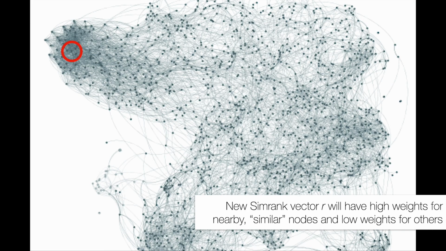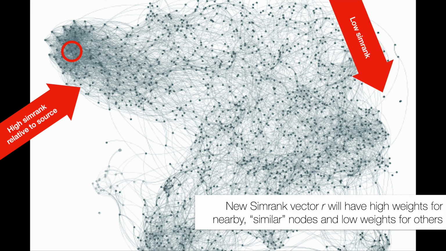So now we have a new vector R, our Simrank vector, that will have high weights for nodes that are near to our source node. So this additional node here has high Simrank because it's relatively close to the source node, meaning you're much more likely to end up on that node with many random walks throughout the graph, compared to some node very far away that's going to have low Simrank. This is exactly the structure that we wanted in the metrics that we're looking for.